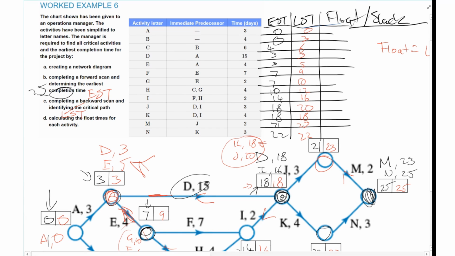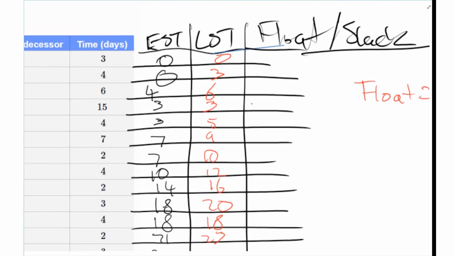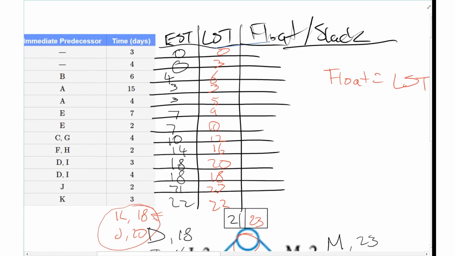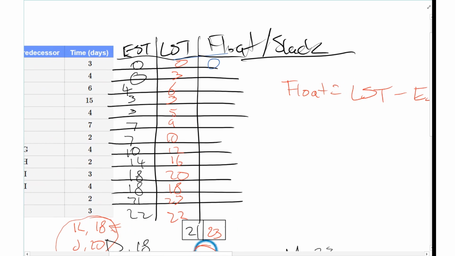Okay. So now what we can do is, I'm going to zoom in, and I'm going to work out my float. Latest start time minus earliest start time. So 0 minus 0 is 0. 3 minus 0, 3. 6 minus 4, 2. I'm pretty sure that's 2, 2, 2, 0, 2, 0. Now hopefully that works, because it might be my writing which is really bad there.